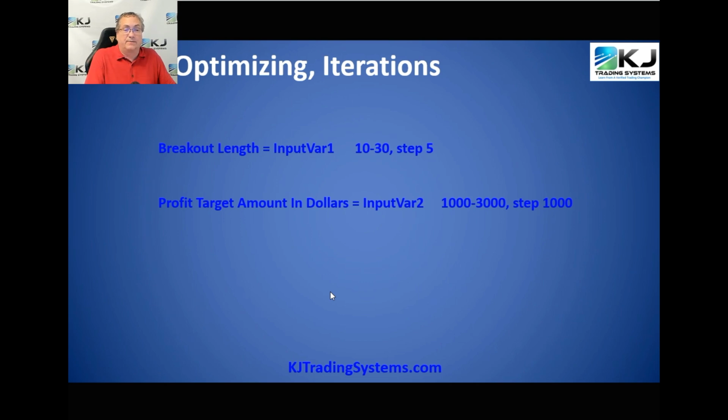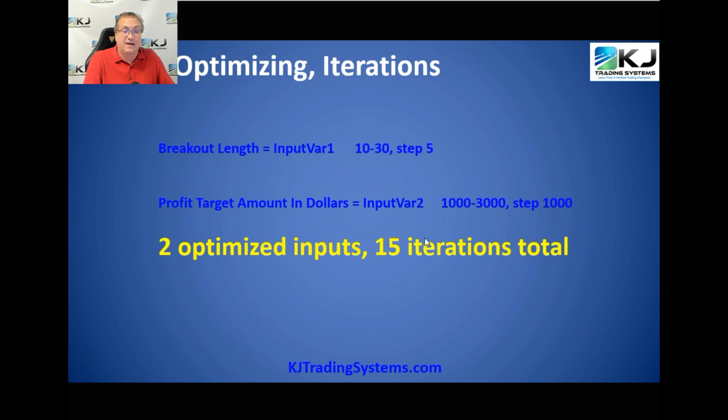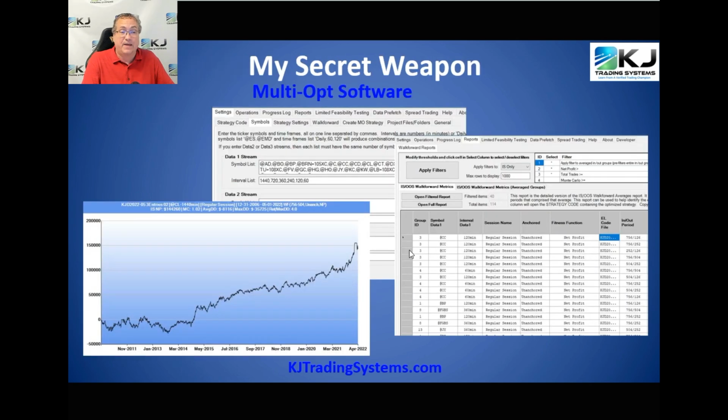Okay, so first I'm going to do a breakout length from 10 to 30, steps of 5, and profit target from 1,000 to 3,000, steps of 1,000. So this is the same exact test I did with just the simple breakout because I wanted to compare apples and apples. And to do all this testing, I use what I call my secret weapon.